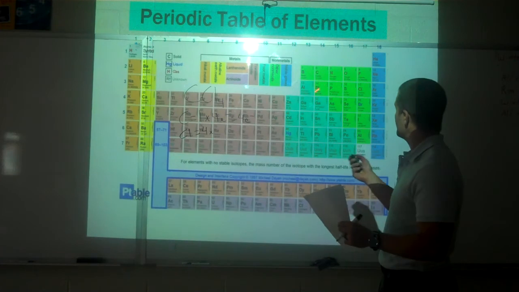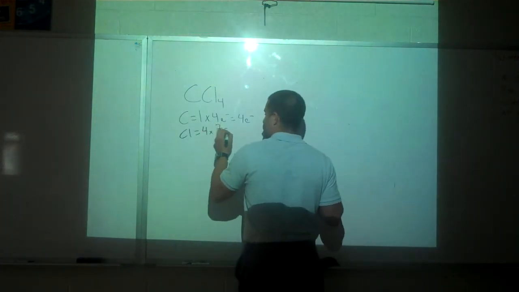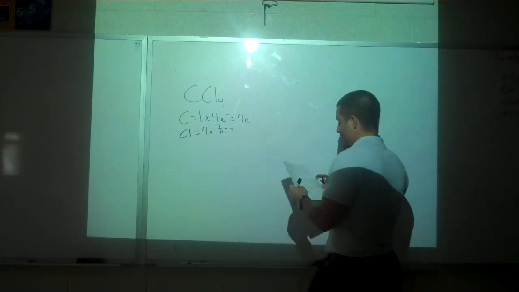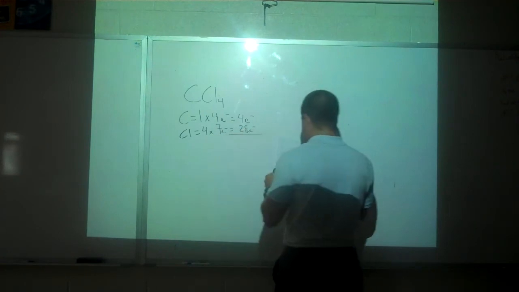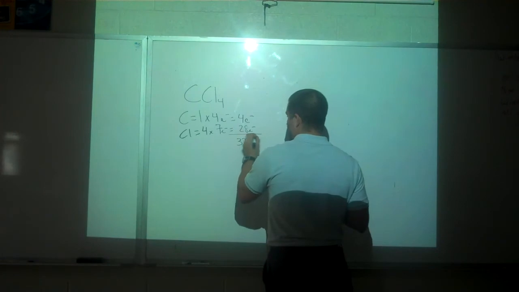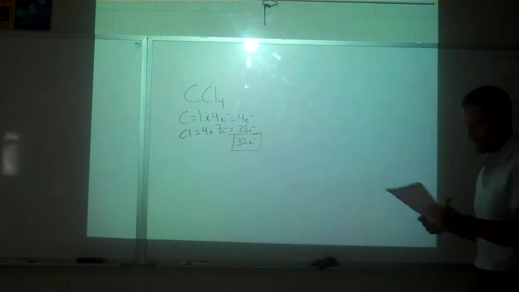Chlorine has 1, 2, 3, 4, 5, 6, 7. It has 7 valence electrons. Okay? Alright, so we have that. So this guy has, multiply that, 28 electrons. So when I'm done, I should have a total of 32 electrons. Valence electrons. Okay, we're not worried about anything else with the valence electrons.